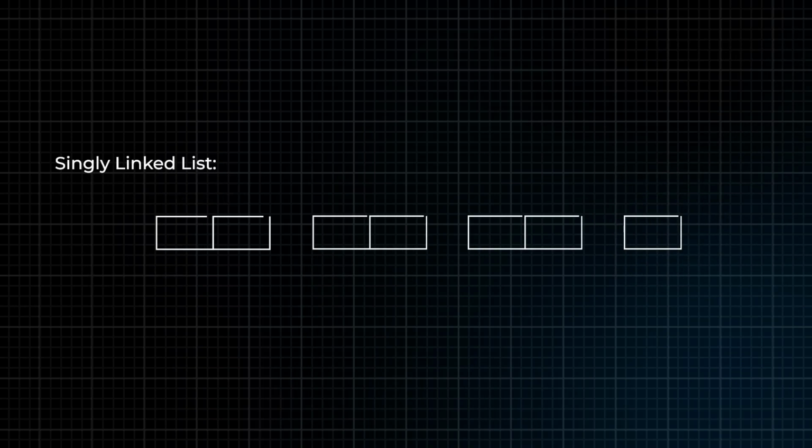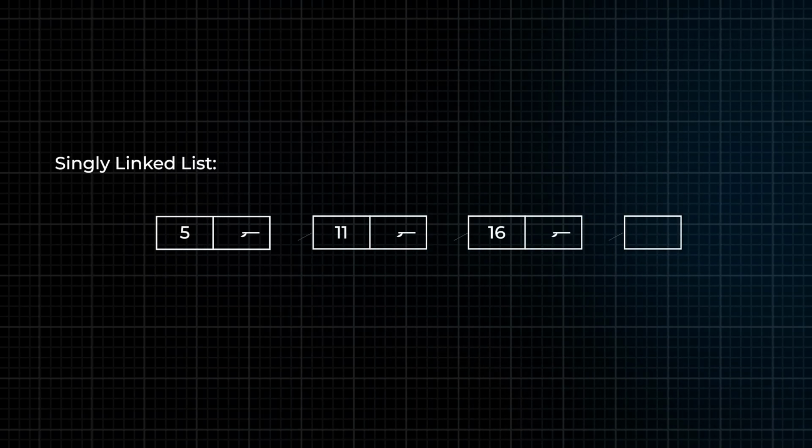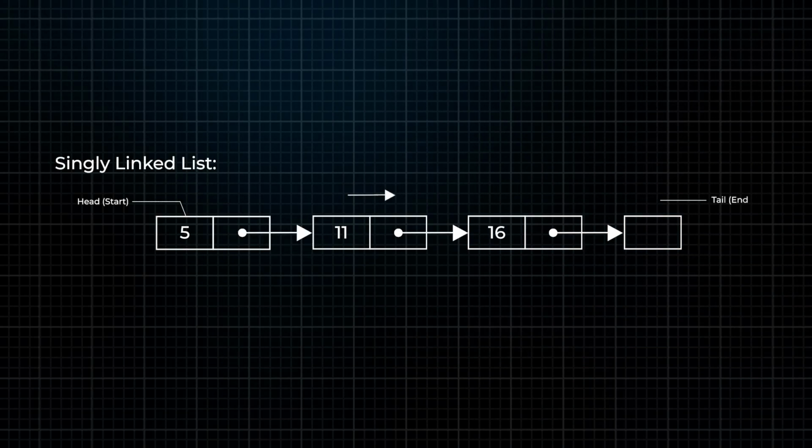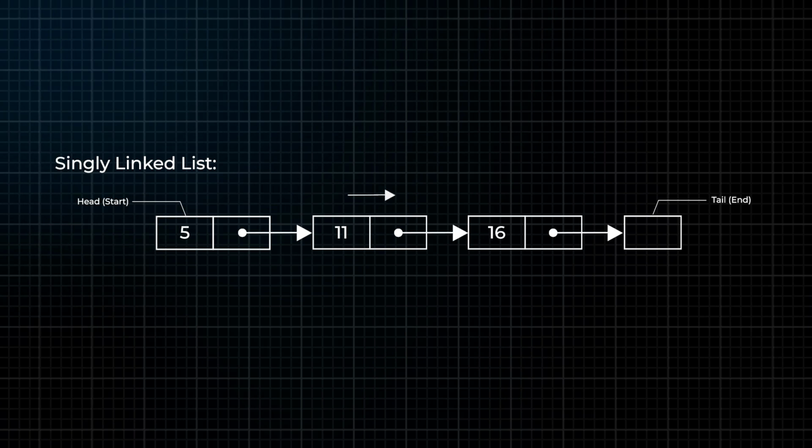In a singly linked list, each element contains a data element and a reference to the next node in the sequence. Traversal is possible only in one direction, from the head or start of the list to the tail. The last node's next pointer typically points to null to indicate the end of the list.